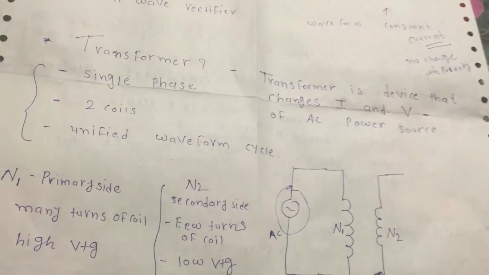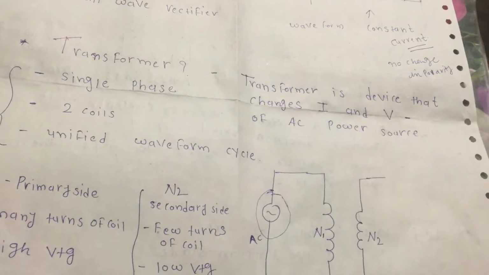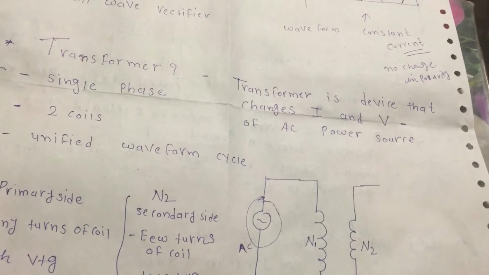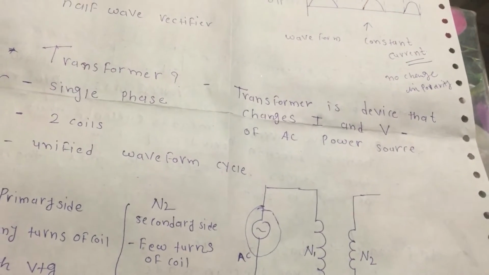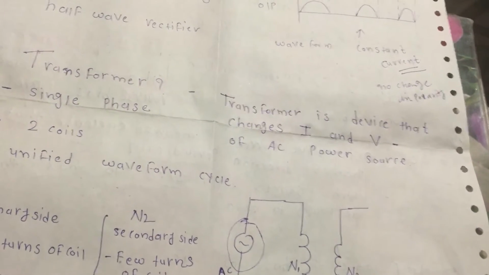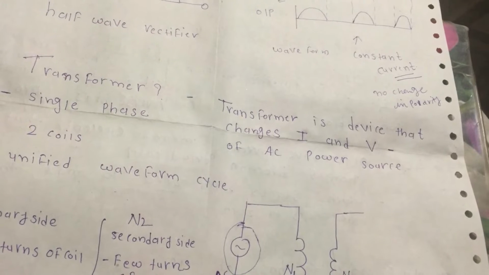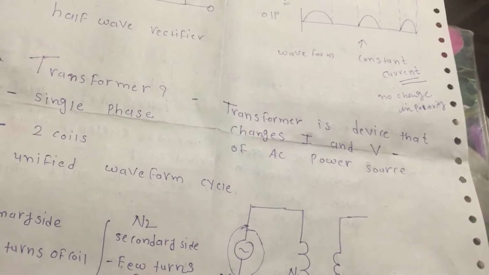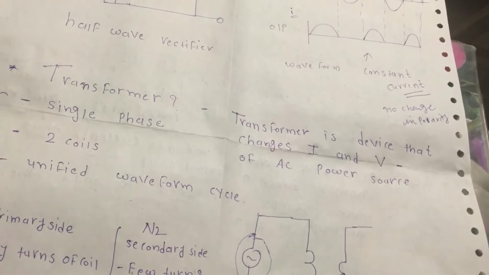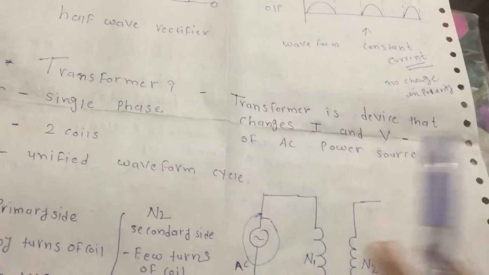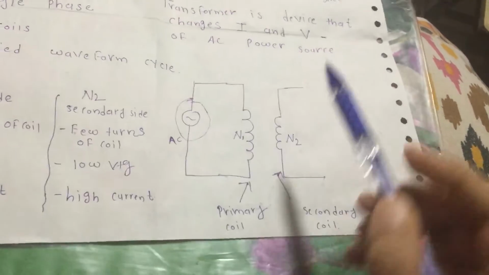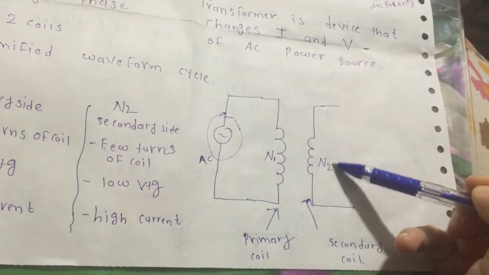A transformer is a device that changes both current and voltage. Changing both current and voltage means what? It either increases or decreases them. You know Ohm's law, when voltage increases, current decreases, as well as when voltage decreases, current increases. So this is the function of a transformer in an AC power source. Okay, as you can see, there are two coils. There is a number of coils.